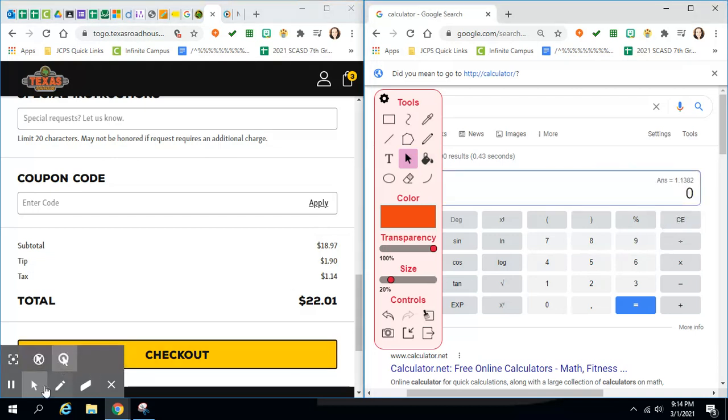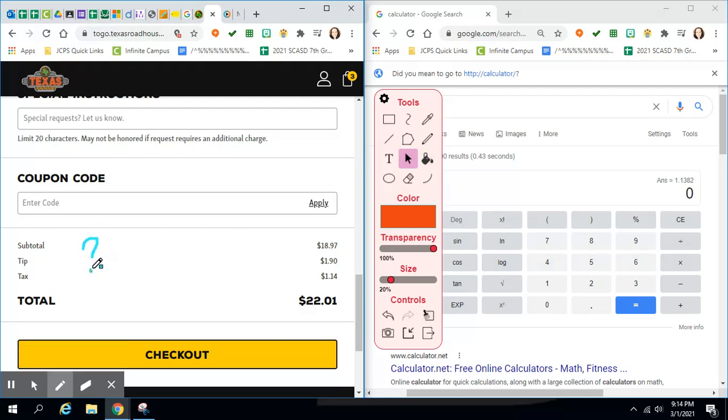Think of it this way. We're trying to think of what percent was multiplied by my subtotal, which in this case is $18.97, and we know that the answer is $1.14. So if we're trying to figure that part out, we have to remember, how do we find this number? How are we going to solve this? I know that this times this equals this product.